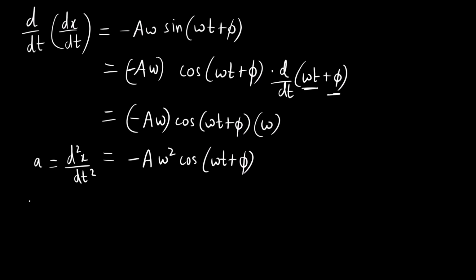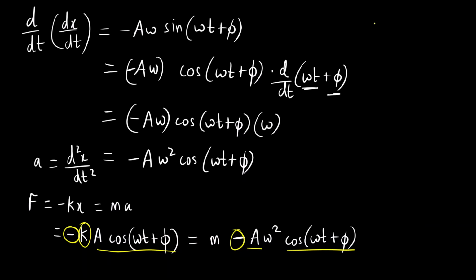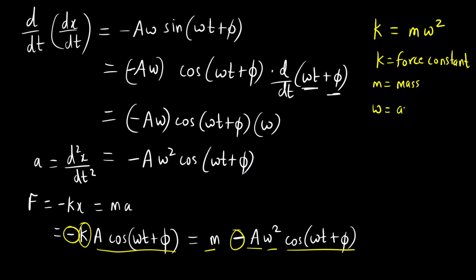Okay, so now we can again use the expression F is equal to minus kx is equal to mass into acceleration. Now we can substitute minus k into x, which is a cos omega t plus phi, and mass into acceleration, which we have just found, is m into minus a omega square cos omega t plus phi. So now if you compare both of these equations, minus is common, and a cos omega t plus phi is common. So what we have got is k, the force constant, is m into omega square. Now what is k? K is the force constant. M is mass. And omega is the angular frequency.